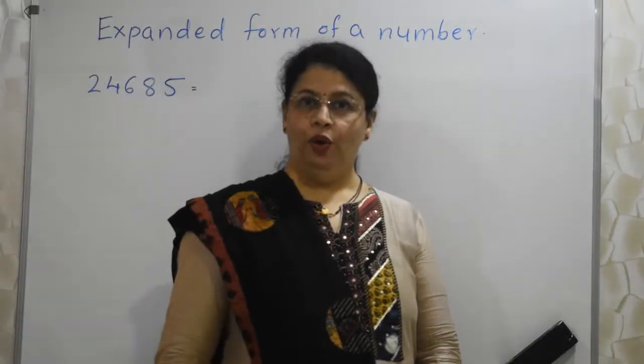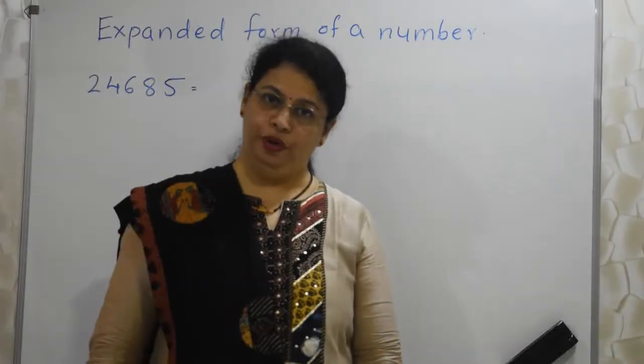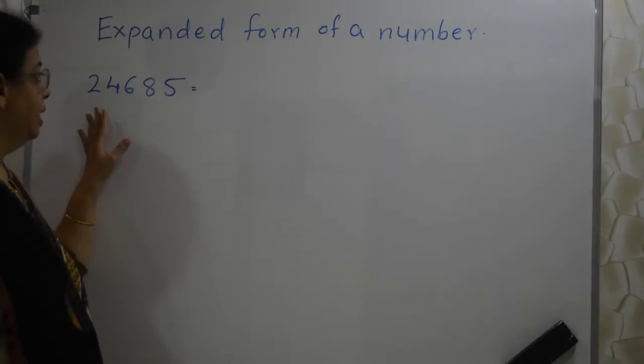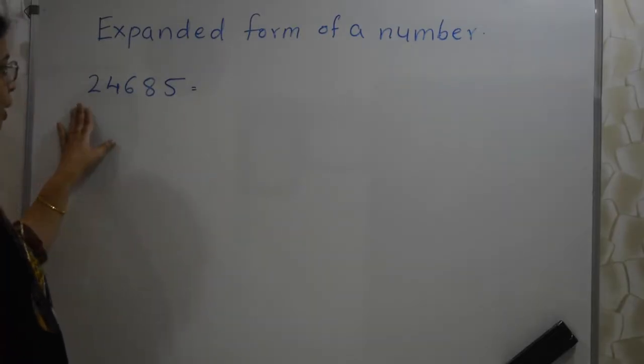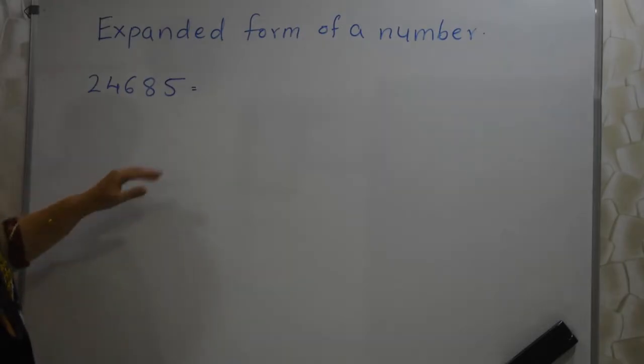Students, let's go ahead. Now we learn what is the meaning of expanded form of a number. Okay. Now if I tell you to find out the expanded form of this particular number, that is 24,685. Okay.